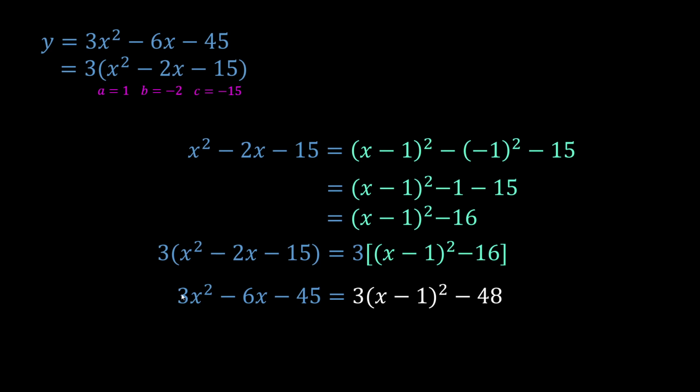So now we've completed the square for 3x squared take 6x take 45. It's this 3 outside of x take 1 squared take 48. And it has a 3, which is our original a value out here, take 48. So that's how we do it using the traditional method.